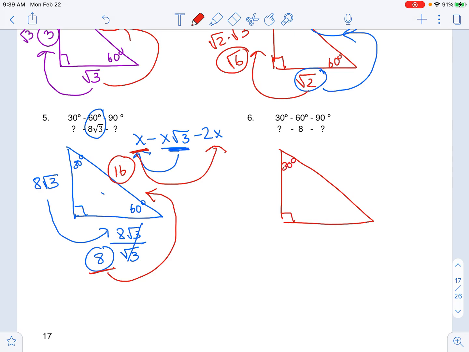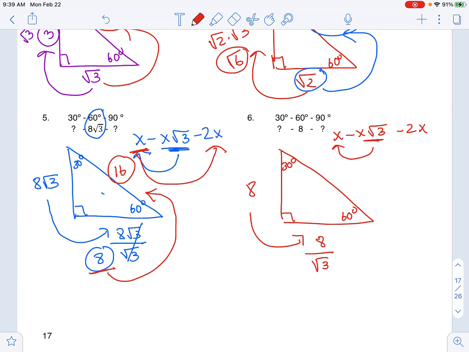Here's my 30 degrees. Here's my 60 degrees. Side across from the 60 is 8. So make sure the triangle is labeled correctly. Let's do this piece right here. The side they're giving me here is x square root of 3. Remember, we always want to start with your x. So I need to go backwards to find x first. So when we go backwards, what do we do? We're going to divide. So I'm going to take that 8, divide by the square root of 3.